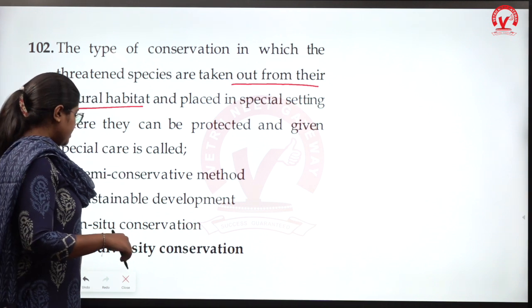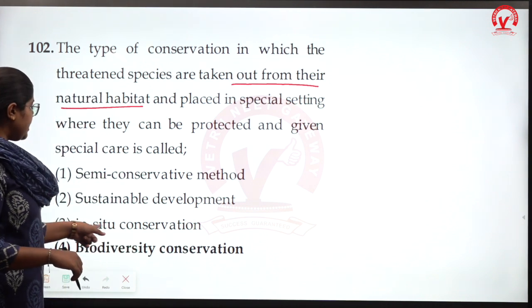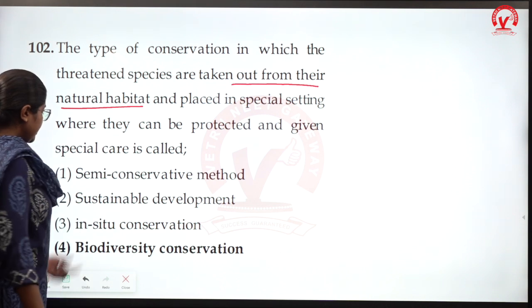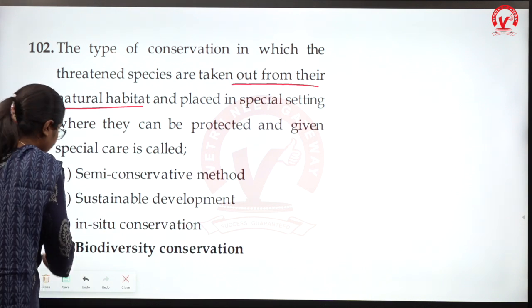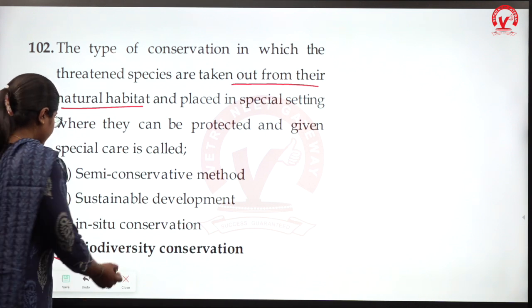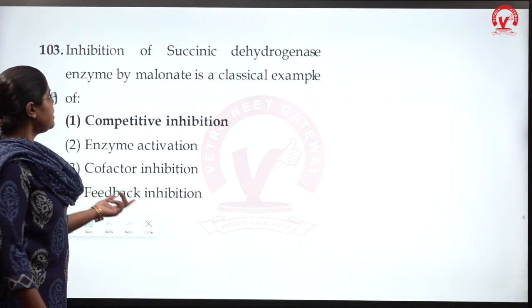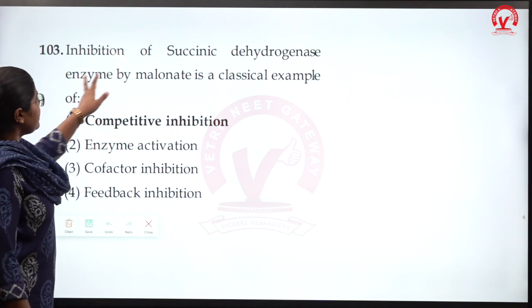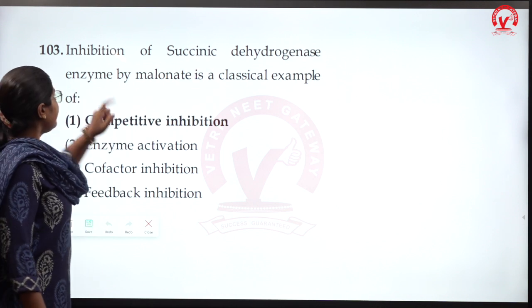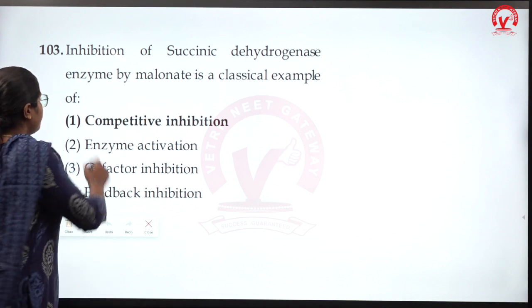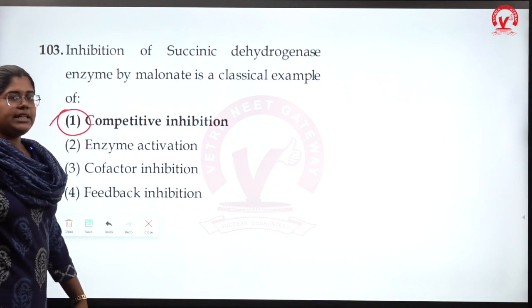So ex situ conservation தான் வரும், பட் ஆப்ஷன்ல in situ conservation கொடுத்திருக்காங்க. So அது வந்து is not the correct option. So biodiversity conservation will be the apt answer for this question. So next question வந்து biomolecules ல இருந்து கேட்டிருக்காங்க. It is a direct question. Inhibition of succinic dehydrogenase enzyme by malonate is a classic example of competitive inhibition.